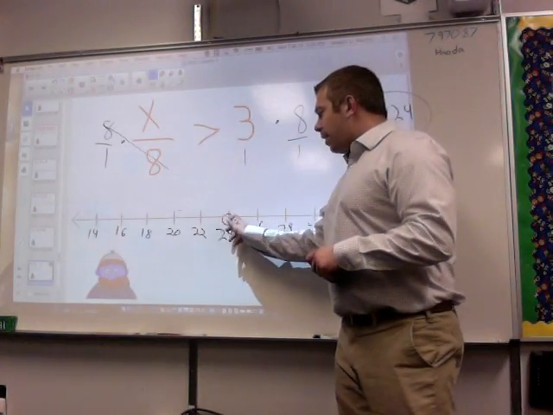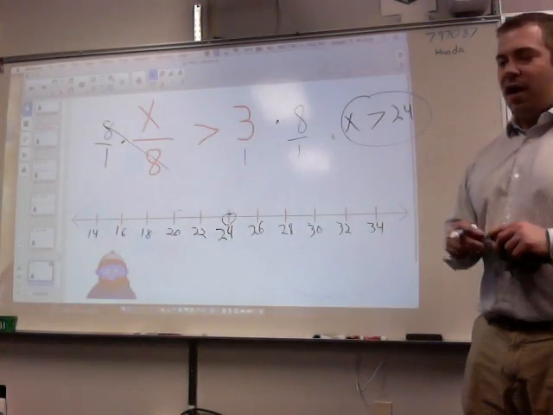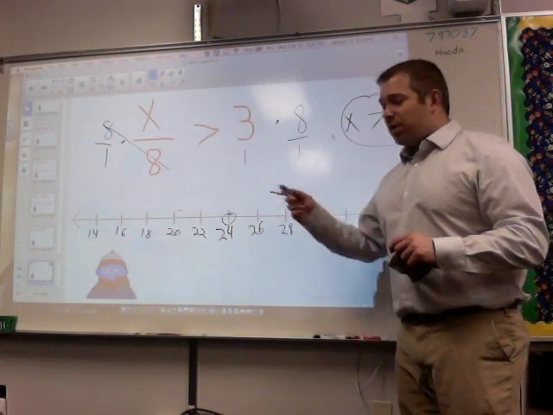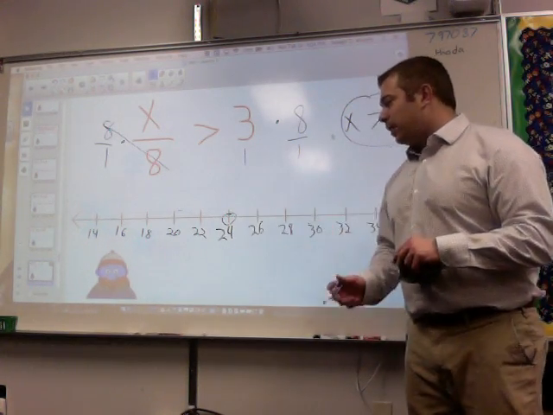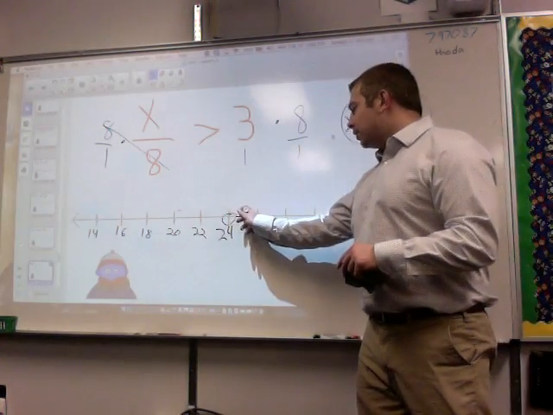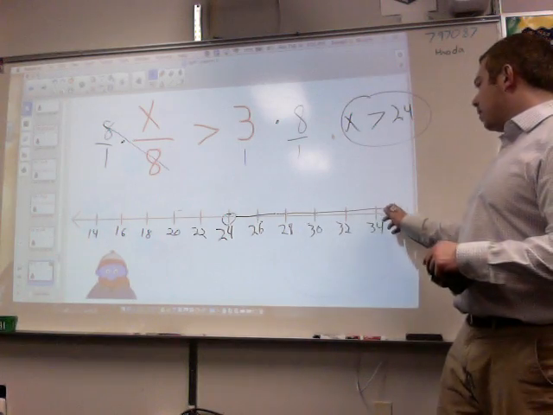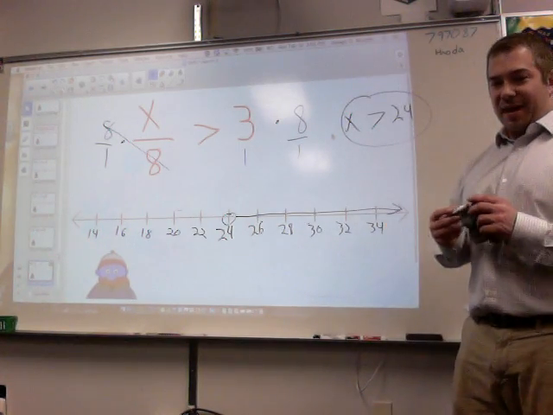So I'm going to put a circle on my 24, all right? But now I'm not going to fill it in because it's not equal to 24. It has to be bigger than 24. So I draw my line, my arrow, and I am all graphed out there.